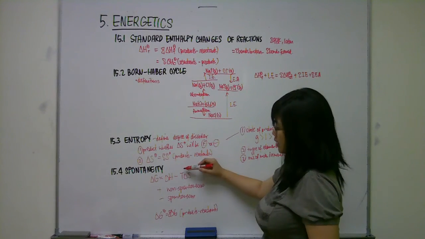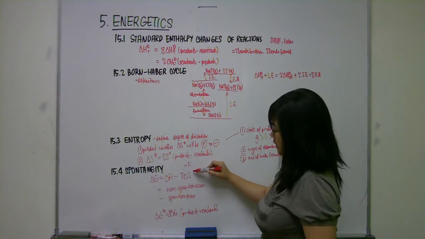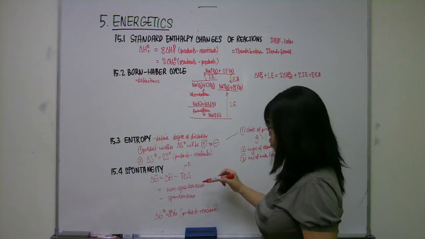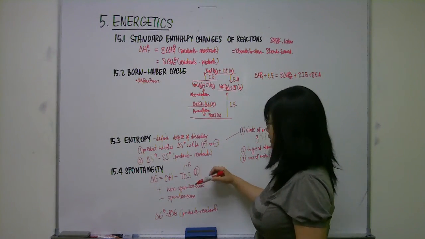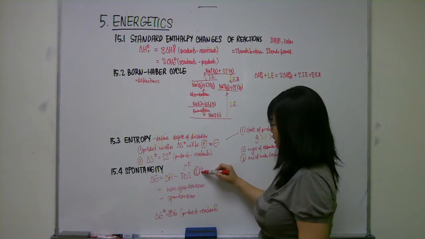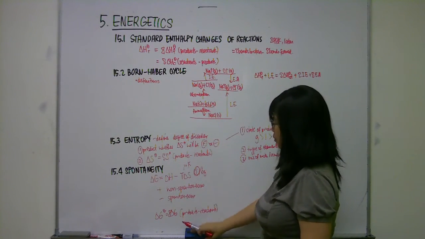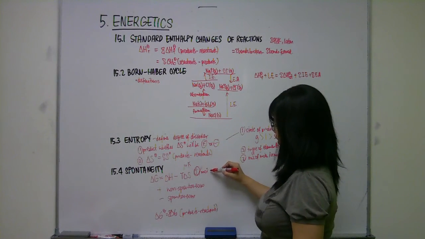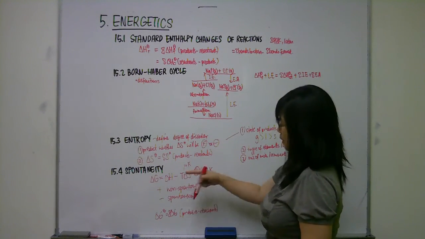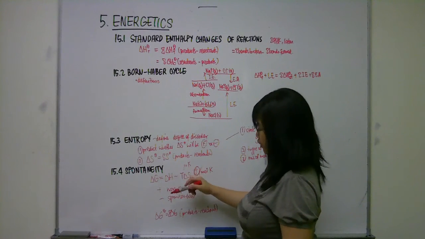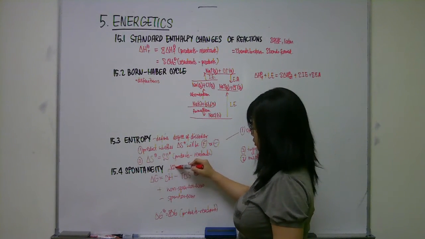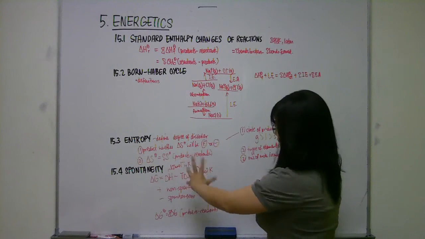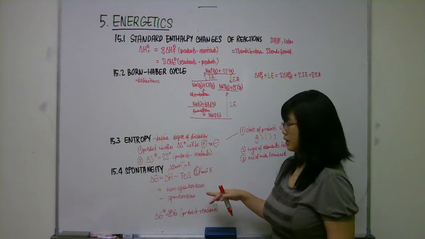Take note also that the temperature needs to be in Kelvin, and that the delta S is usually given in joule per kelvin per mole, while the enthalpy change is usually given in kilojoule per mole. So just remind your student to convert the values.